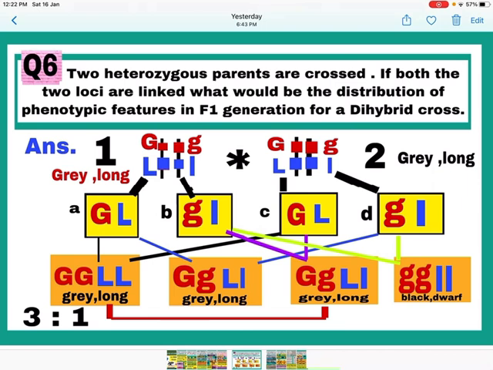नाउ मेक द कॉम्बिनेशन. A can combine with C as well as with D. B can combine with C as well as D. As a result, 4 different type of organisms are formed. First 3 देखिए कैसे हैं वो, grey and long, having capital G and capital L. Okay, and last वाला देखिए fourth one, it is a black and dwarf, small g and small l. So phenotypic ratio क्या मिला? Instead of 9:3:3:1, we are getting 3:1 ratio in a dihybrid cross where the genes are linked. So this is variation from the Mendel's law. Clear?